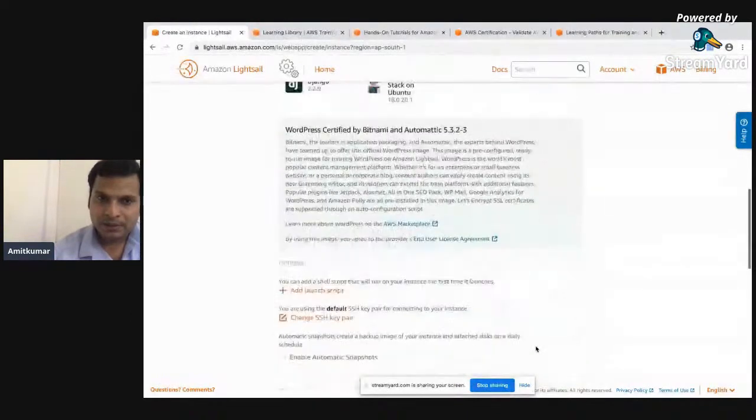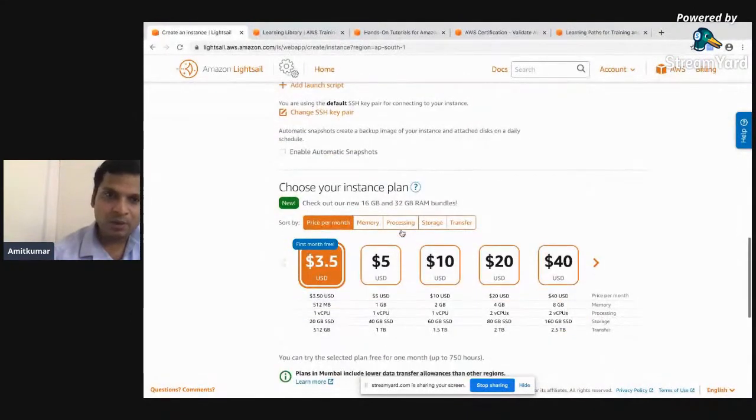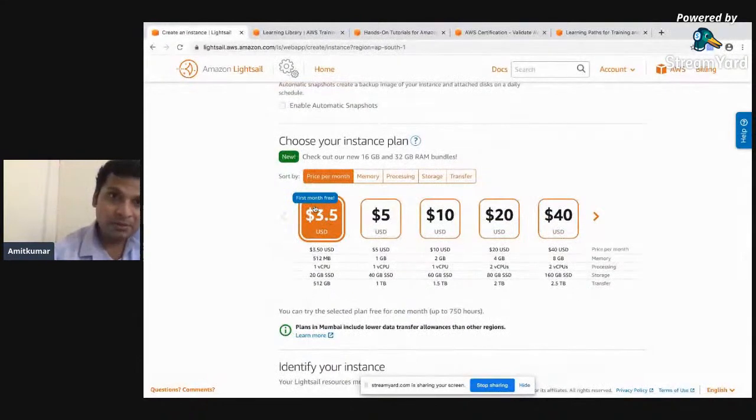I'll keep all the defaults. You see what's the price over here? The first one, by the way, is free, and every month you're going to pay only 3.5 USD for a server which is of size 512 MB, one vCPU, and a 20 GB disk, which is SSD. And this is the data transfer cost.